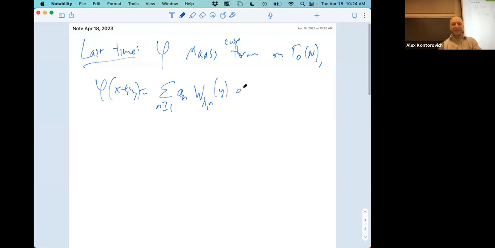Okay, e to the 2 pi i n x. I'll just make it explicit. W lambda n of y is y to the 1/2 K_ir, with r being related to lambda as a quarter plus r squared. This is a normalized Bessel function, right? To GL_n, like this is generalized. Right. That's right. Okay, so we have a Fourier expansion.